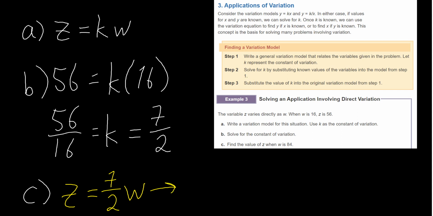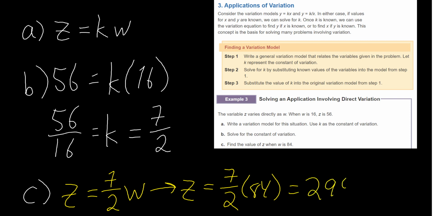Okay, and if we want to find out what Z is when W is 84, we do Z is equal to 7 over 2 times 84, right? And let's actually get the calculator out for this one. 294. So Z is going to be equal to 294. Right? And that's it.